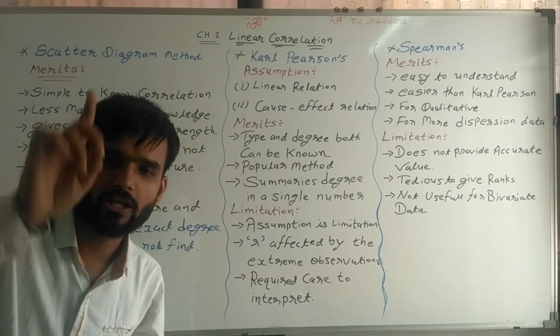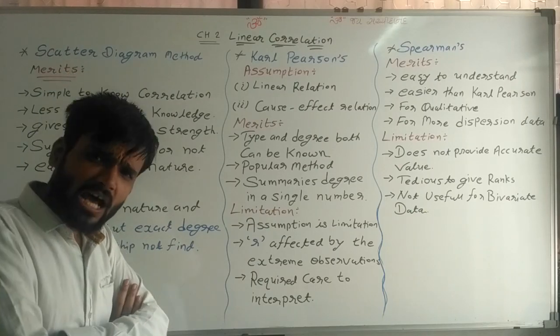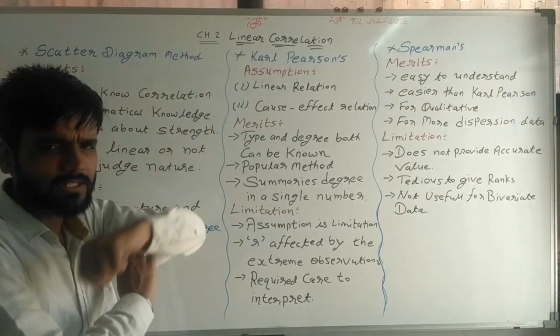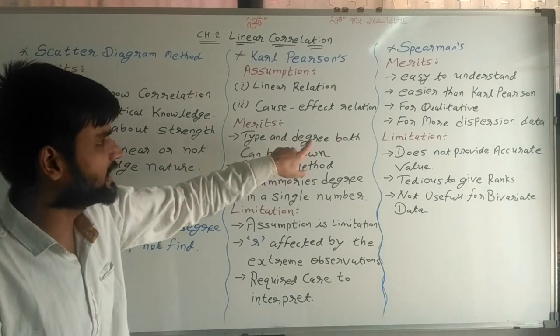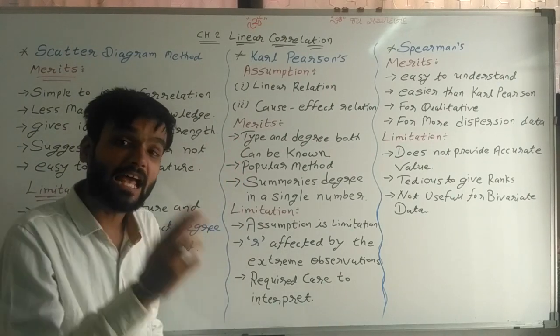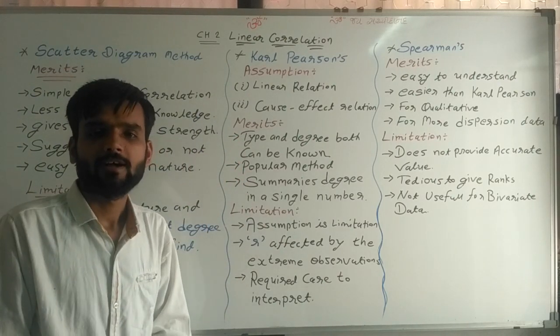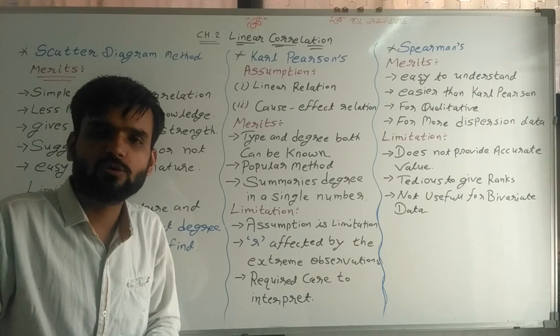And now talking about the merits. Now which are the benefits? Which are the merits of this method? Now see, first merit, type and degree both can be known. We can know type as well as degree also. How much closer they are?